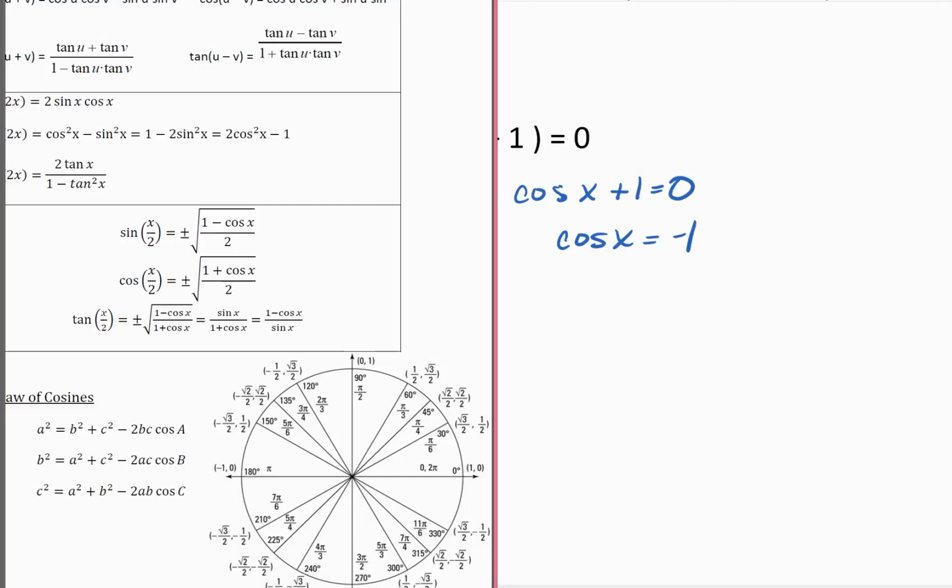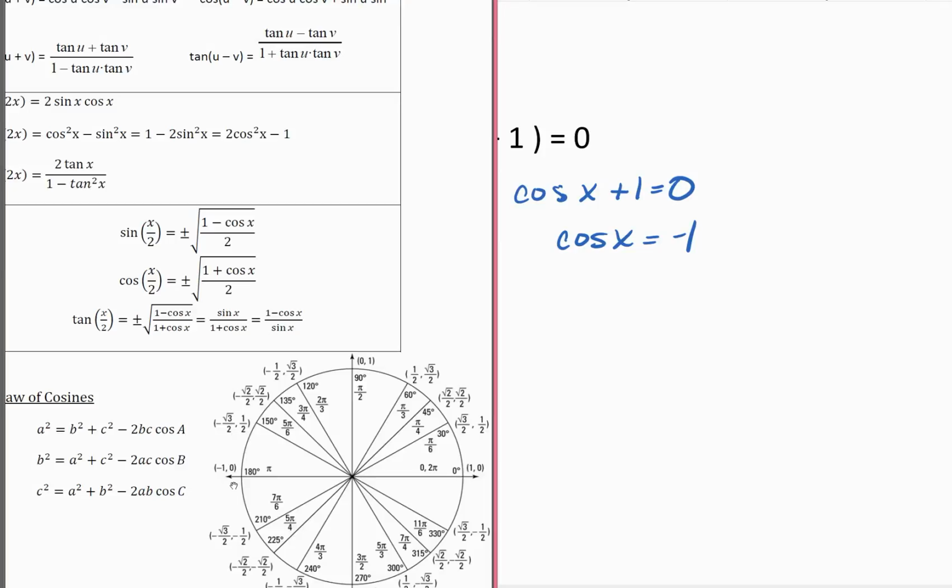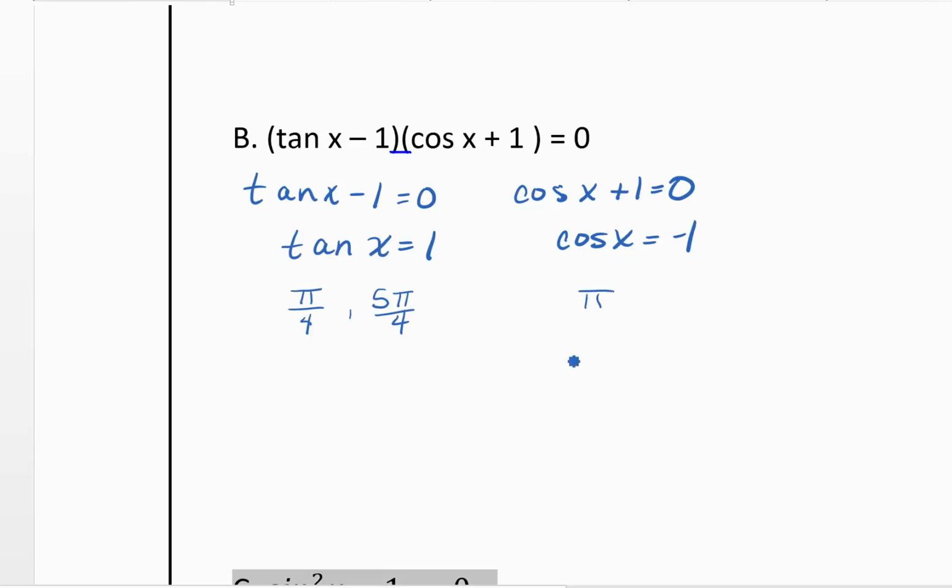Well, tangent is equal to 1 where the y and the x are the same. And the two places where that happens is at pi over 4 and 5 pi over 4. So our two solutions for this part would be pi over 4 and 5 pi over 4. And cosine of x equals negative 1. Well, here we want the x coordinate to be negative 1. That happens at pi. Okay, so we get three solutions here: pi over 4, pi, and 5 pi over 4.